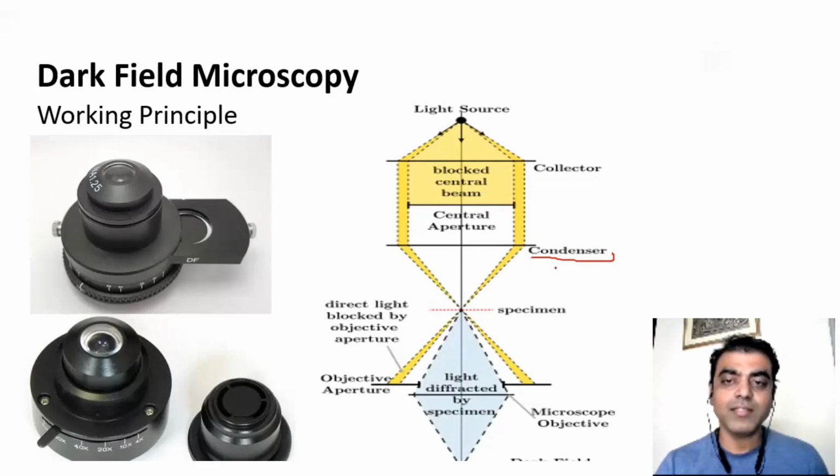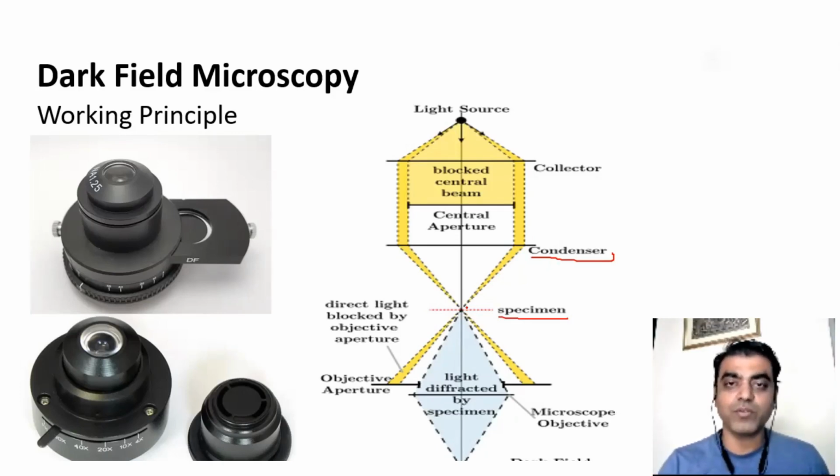The condenser's role is to condense all the rays of light onto your sample. This is where the sample is being kept. The condenser will focus all the light passing through it onto the sample, so the sample is very brightly illuminated and also evenly illuminated. That is how the condenser got its name.